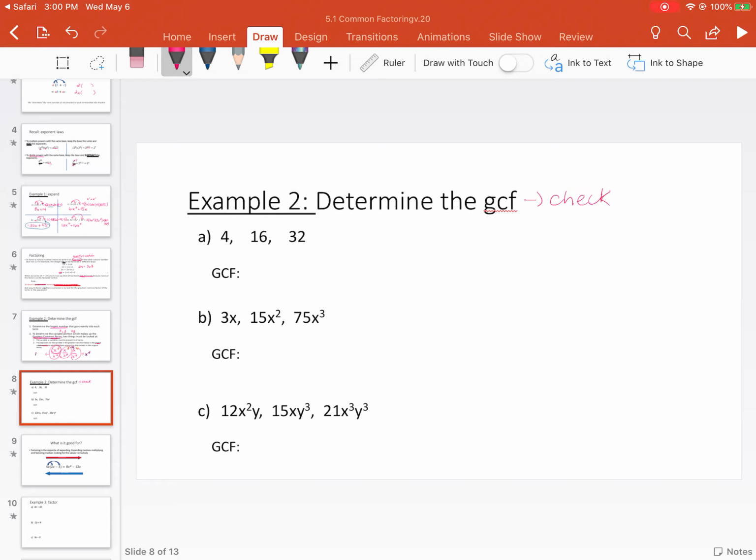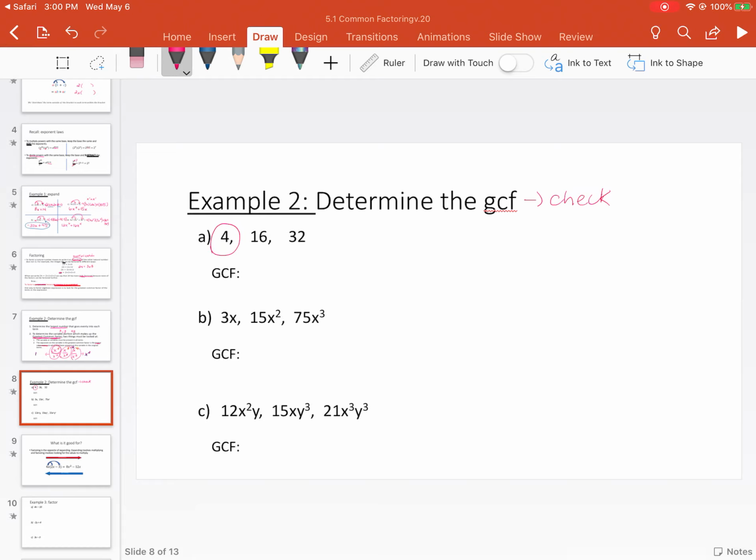What you should do when you have numbers like this, 4, 16, 32, especially if you're not good at multiplication tables (if you're good at them, then maybe you'll be able to see it), is give it a try and divide by the first number, the smallest number. Because the lowest we can go is 1, right? We want it to be a whole number. We don't want decimals.